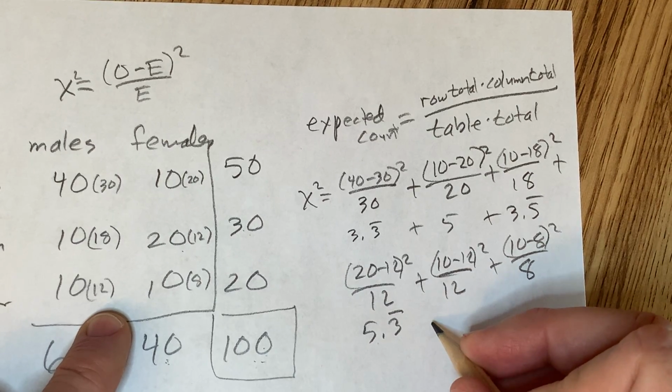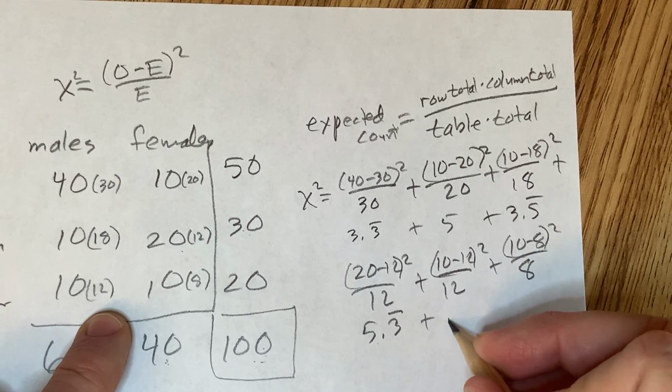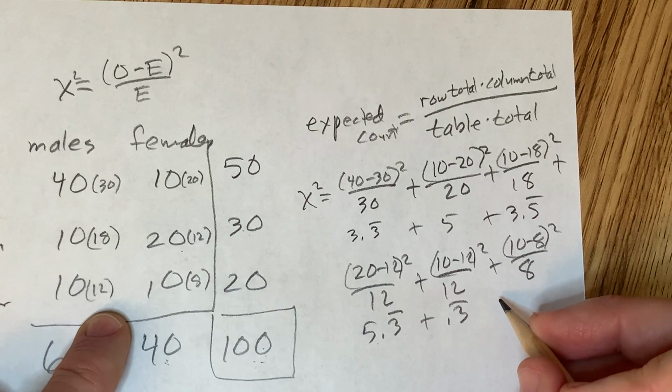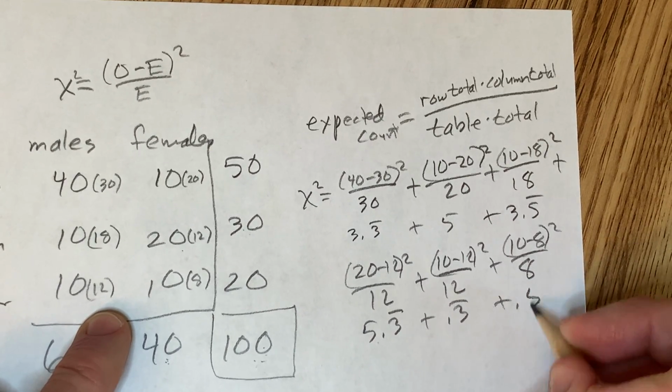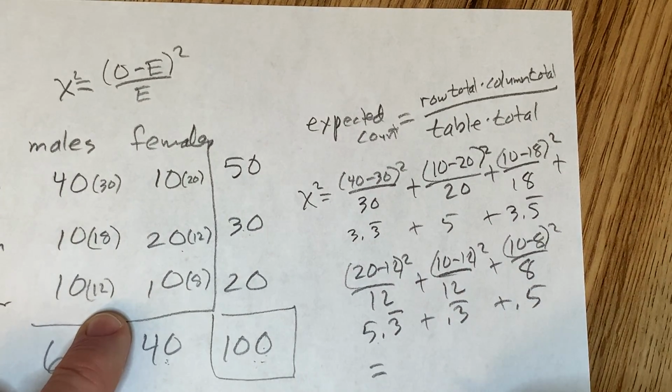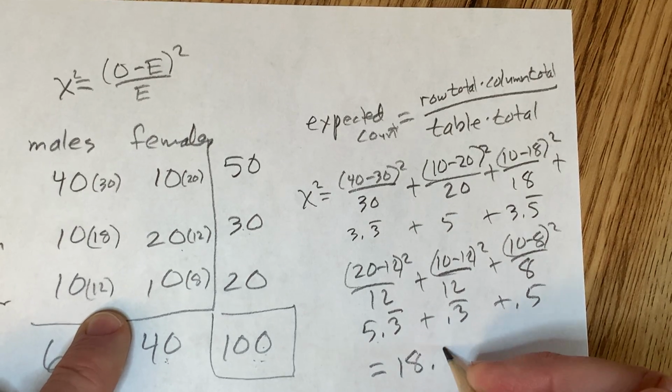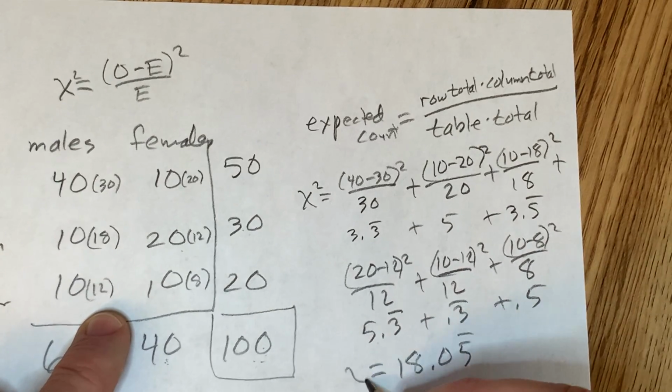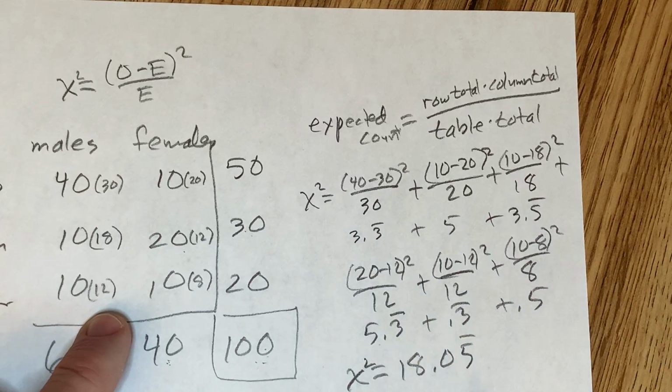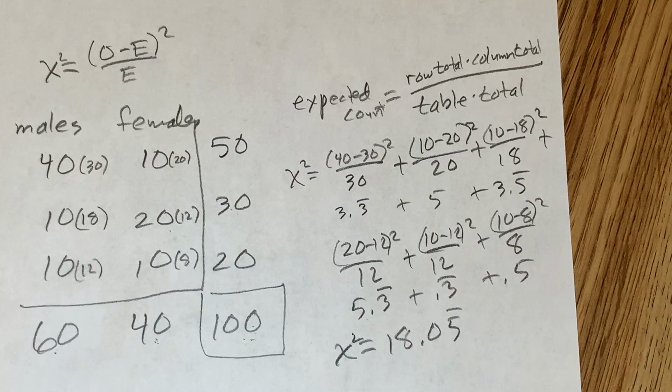And that is equal to 0.3 repeating, and that is equal to 0.5 plus 0.5. When you add all of those up, they equal 18.05 repeating. That is our chi-squared test statistic, and that is how you calculate it by hand.